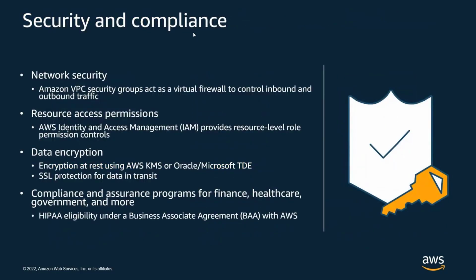And last but not the least, security and compliance. RDS makes it easy to control access to your database at multiple levels. Network security is provided via Amazon VPC security groups. Resource level permissions can be controlled through AWS IAM. Data encryption is available through integration with AWS KMS or Key Management Service. And finally, compliance and assurance programs for various industries like finance, healthcare, government that are all managed by RDS for our infrastructure. Let's talk about each of these in a little bit more detail.